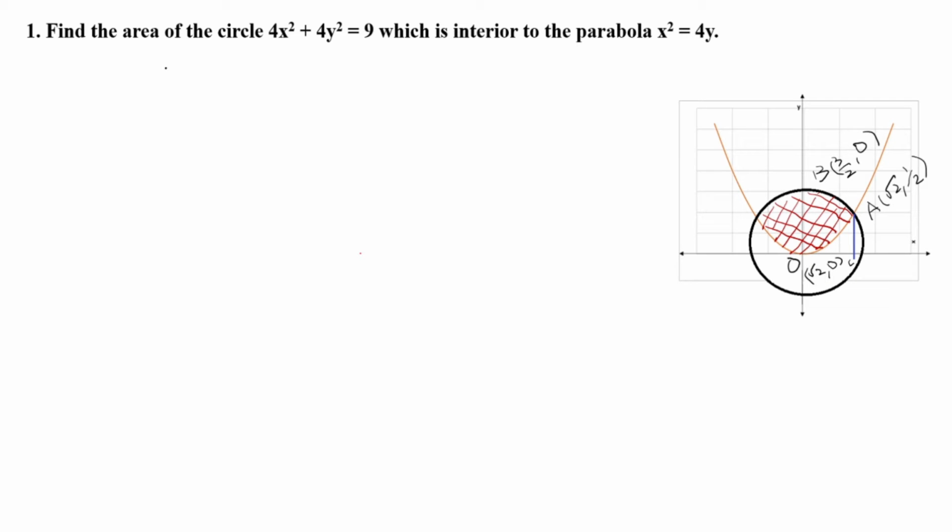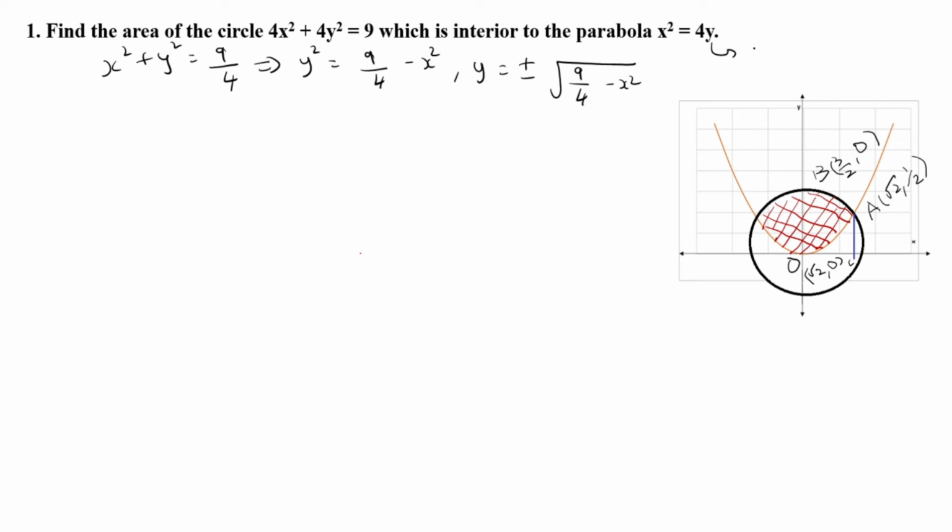So first let us write the equation of the circle in terms of y. We are given 4x square plus 4y square equal to 9. From this we can write x square plus y square is equal to 9 by 4, or we have y square is equal to 9 by 4 minus x square. So we have y is equal to plus or minus root of 9 by 4 minus x square. The equation of the parabola is given as x square is equal to 4y. So from here we can write y is equal to x squared by 4.